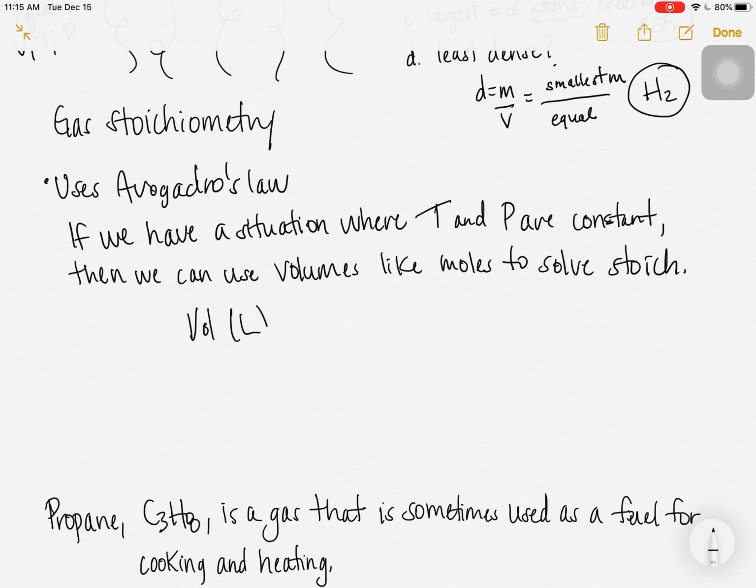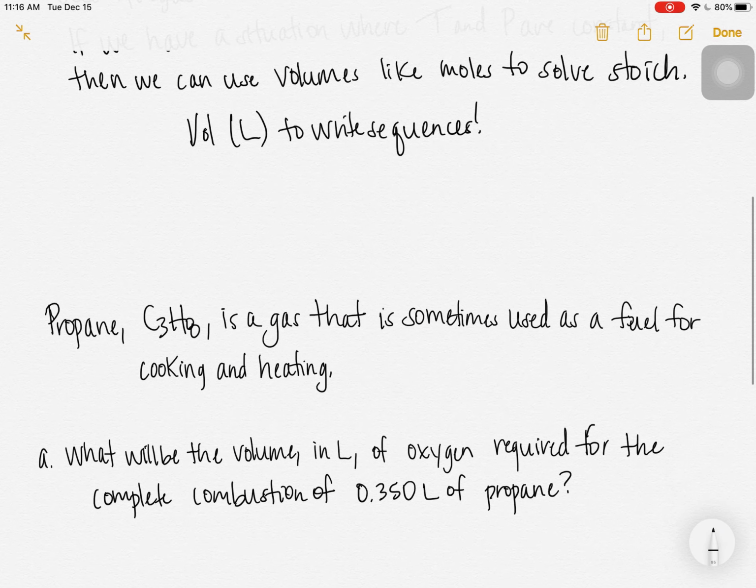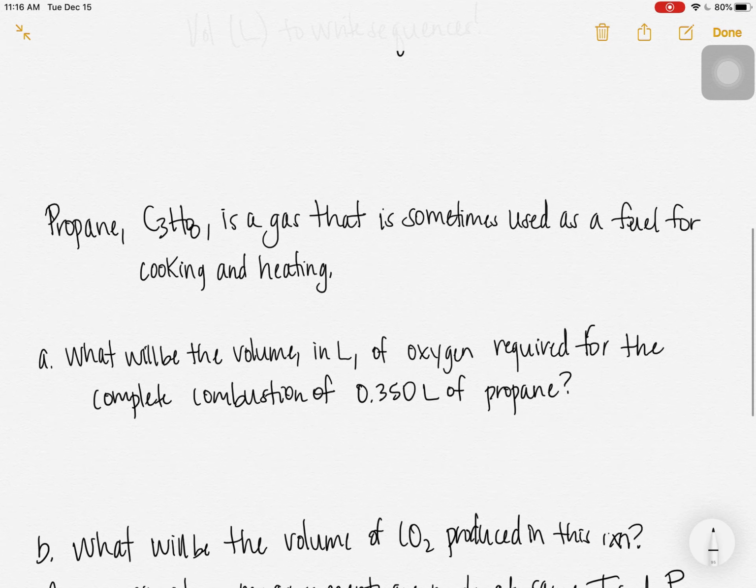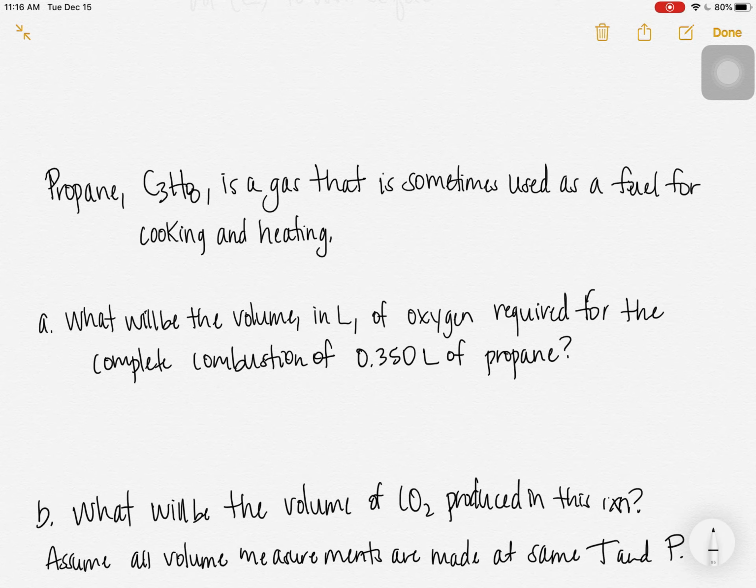And so what that means for us, and my way of teaching, is we can use volume in liters to write sequences. Up until this point in time, I've only allowed you to write a sequence with moles, right? We call it mole sequences. But if we know that the temperature and the pressure are constant throughout a reaction, then according to Avogadro's law, I can use volumes just like moles. And so this is what we mean by that.